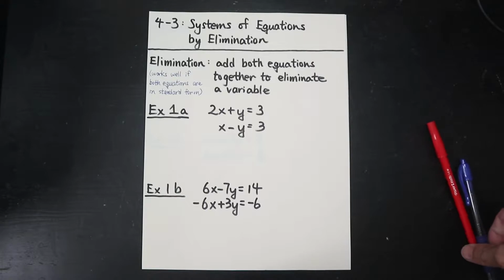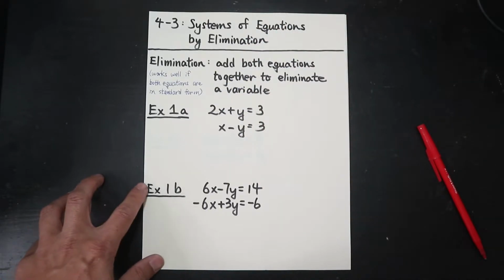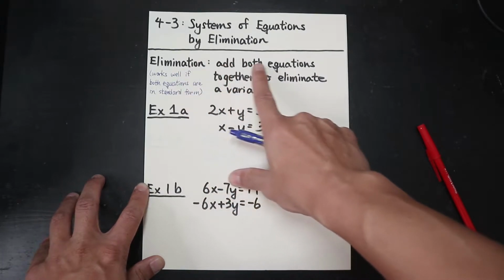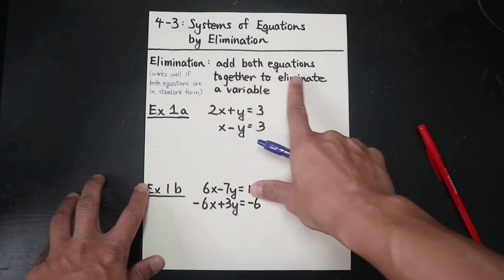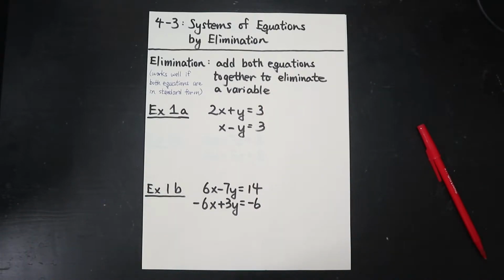Well, let's start 4-3, systems of equations by elimination. And the definition of elimination is you're going to add both equations together to eliminate a variable. So it sounds kind of like, the picture is not quite there yet.